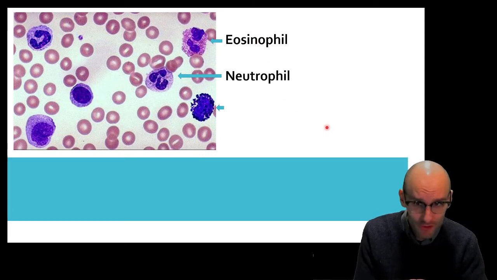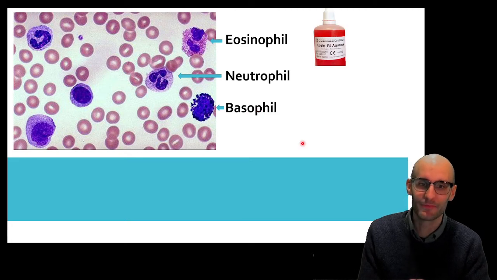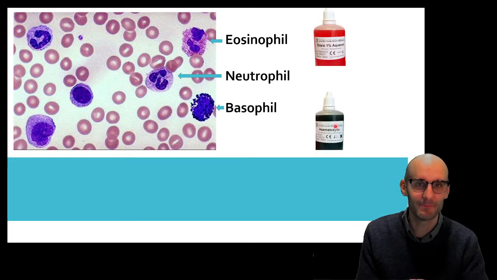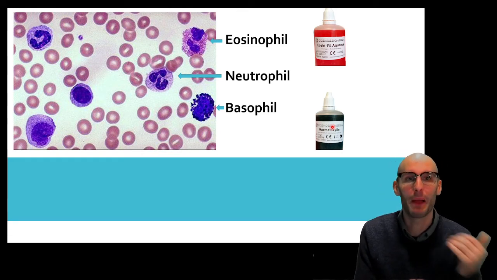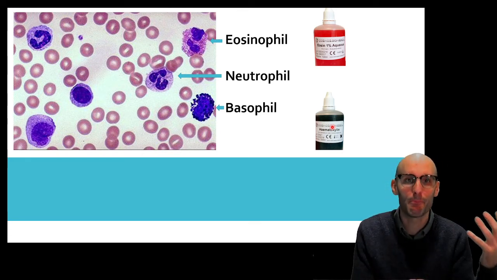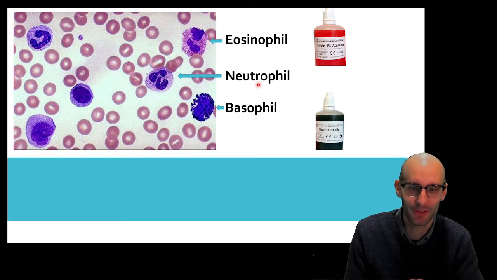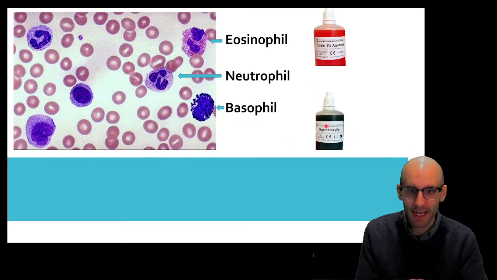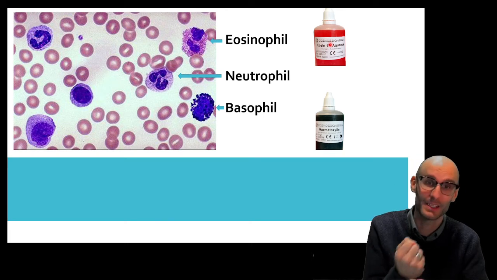Then we have a neutrophil. Then we have a basophil, and the basophil is full of hematoxylin. Remember, hematoxylin is a base, so it's a basophil because it fills up with the basic dye hematoxylin. Now, remember, hematoxylin is a base, so it stains acids. Eosin is an acid, so it stains bases.